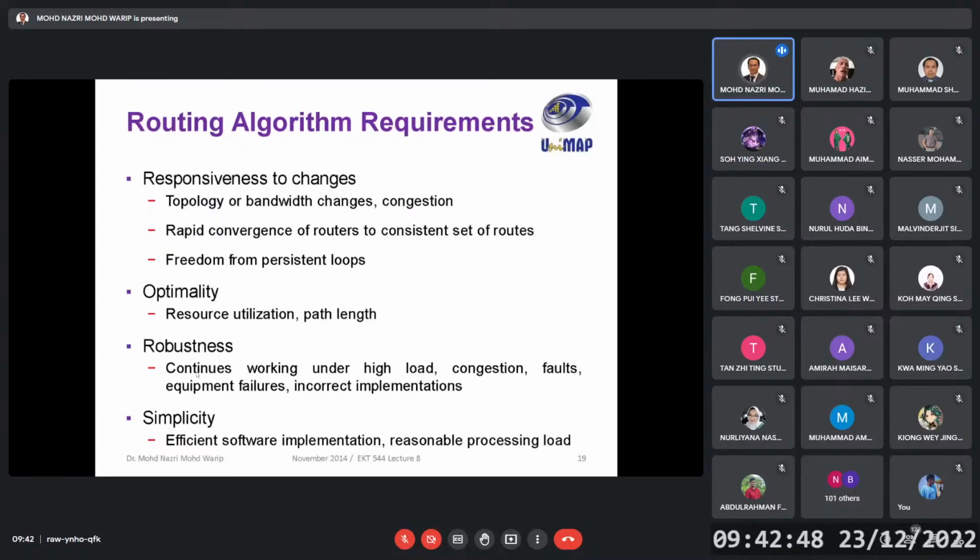Path length. Robustness: continuous working under high load, congestion, faults, equipment failures, incorrect implementation. And simplicity: efficient software implementation, reasonable processing load. So all of these are the criteria for routing algorithm requirements.